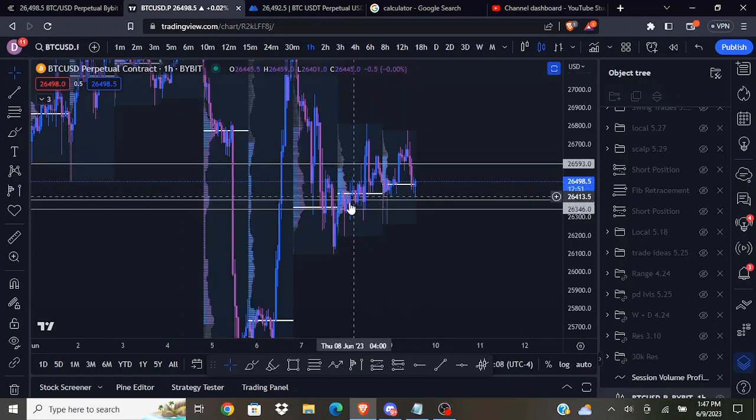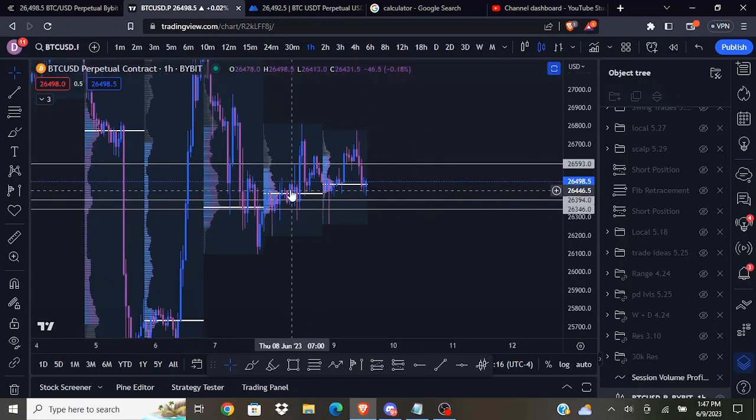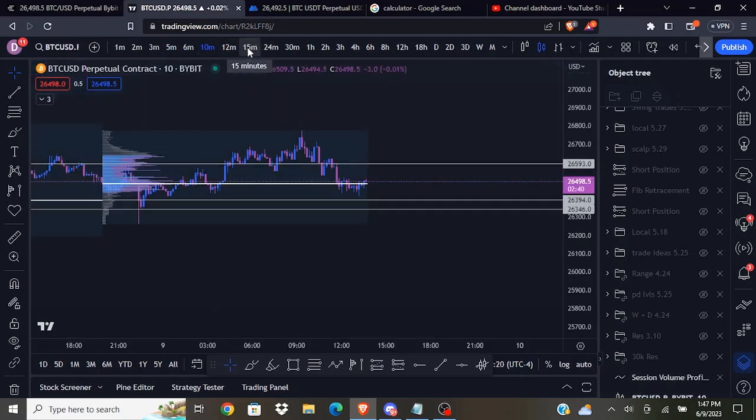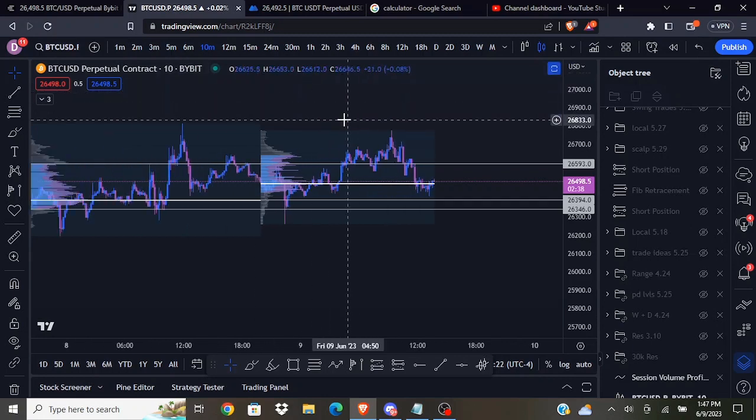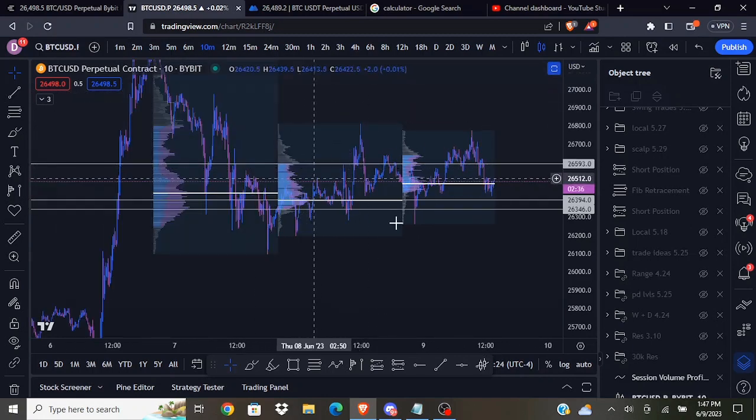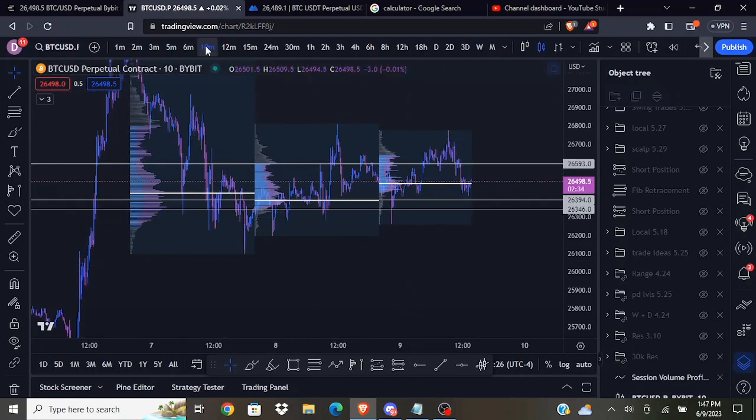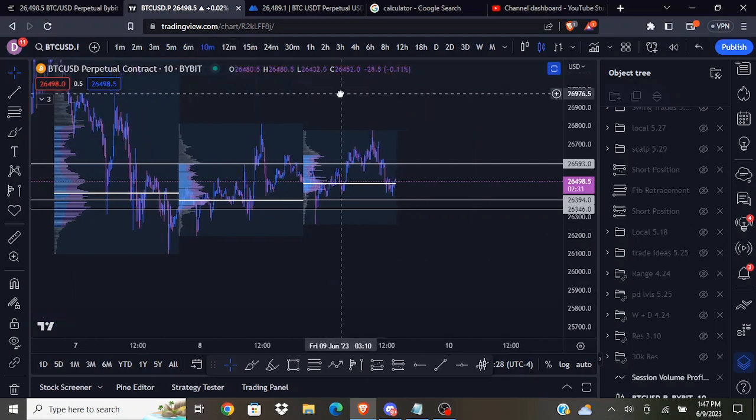I guess it has something to do with the amount of candles that it's analyzing. I guess that changes the value areas a lot, but typically on the low time frames like the 15-minute and down, they're going to look very similar. And just for consistency, I like to stick to the 10-minute when I'm marking them out.